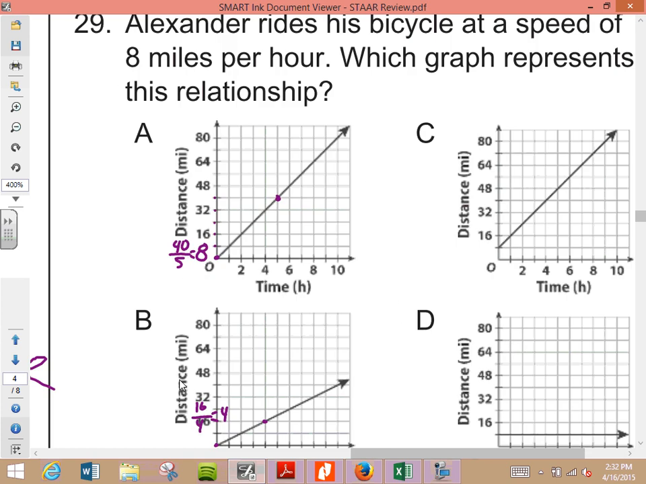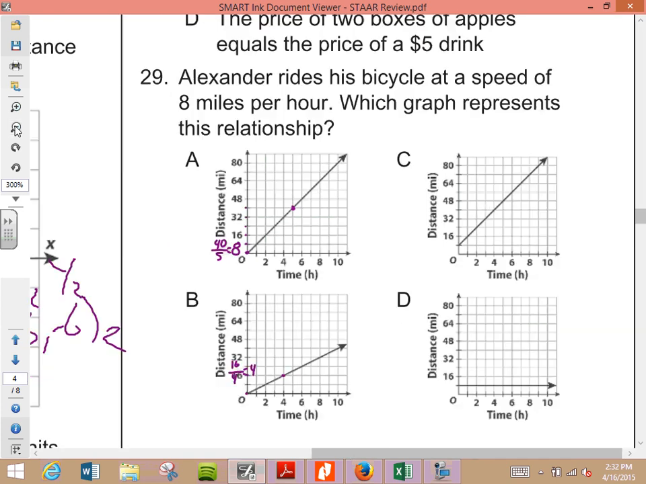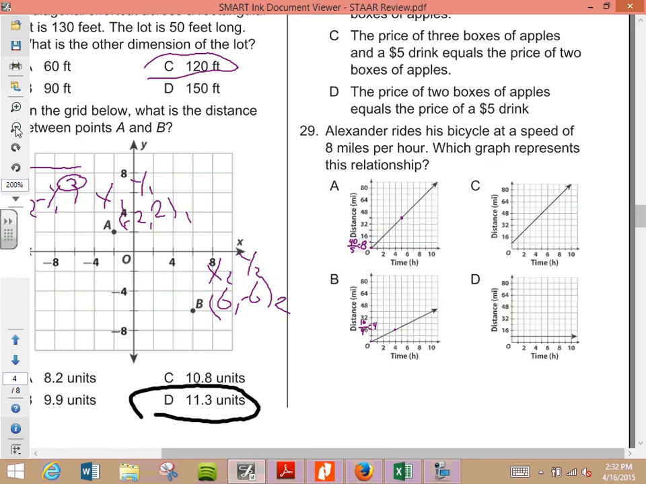Of course I'm smart. How cool. There you go.